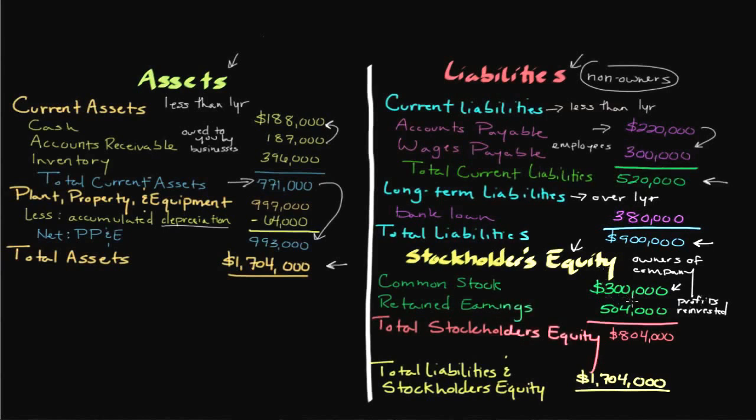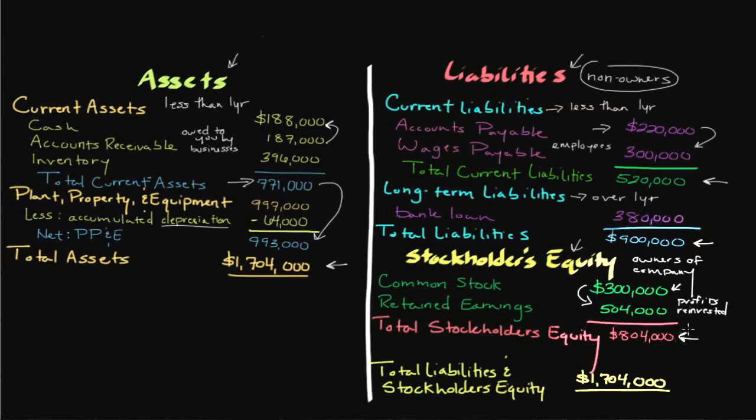And so in this case, we have $504,000 that were left over from the prior period. So we've kept those. That is money that we have in our possession that we can use towards different things. We've retained them. Now, those two figures together, right, your common stock and your retained earnings, come to your total stockholders' equity, which in this case is $804,000.